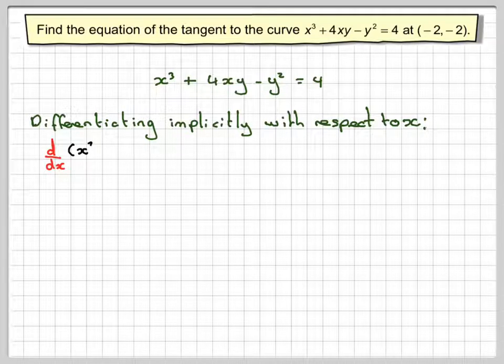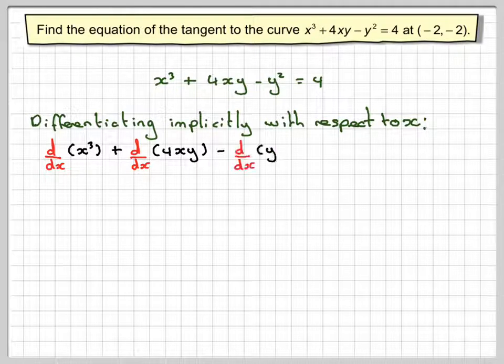So, if we do d/dx of everything, so d/dx of x cubed plus d/dx of 4xy minus d/dx of y squared is equal to d/dx of 4. So we've done the same to both sides. This is quite easy. This just becomes 3x squared. Here we're going to have to use the product rule.